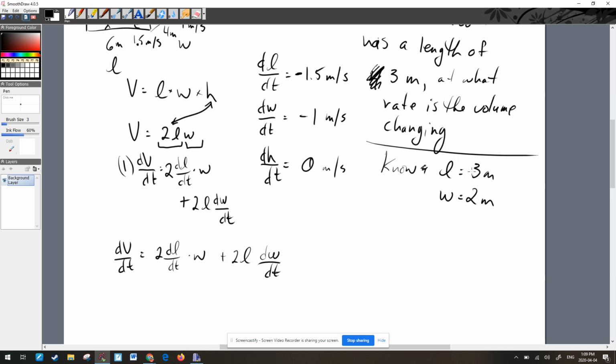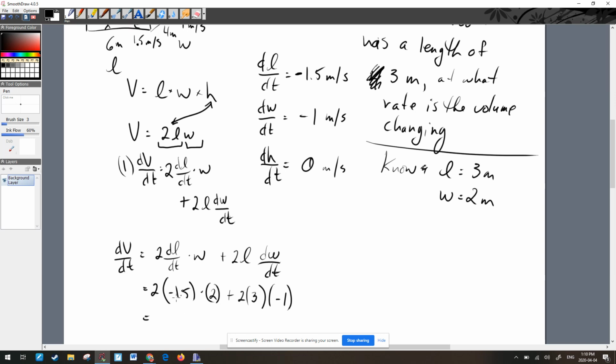And I wanted to know when the length was 3 meters. We know the length is 3 meters, but at that same time, the width is 2 meters. So I can actually substitute these values in. We know dL by dt is negative 1.5, so I can substitute in negative 1.5 times W, which in this scenario is 2. Plus 2L, and we know L has to be 3. And dW by dt is negative 1, so we substitute in negative 1. Then we can just simplify.